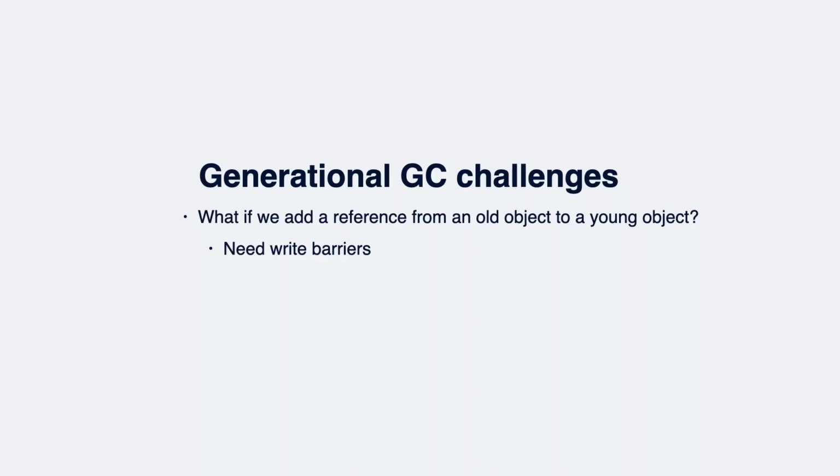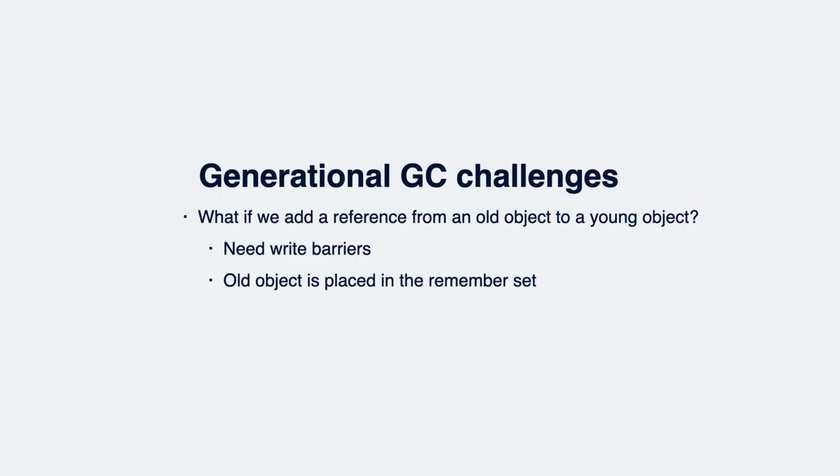This is solved using write barriers. Write barriers are callbacks to let the garbage collector know when a reference is added from one object to another. For references to objects of the same age, the write barrier does nothing. And for references from old objects to young objects, the write barrier places the old object on the remember set. The remember set is a set of objects that is traversed during every minor garbage collection cycle.